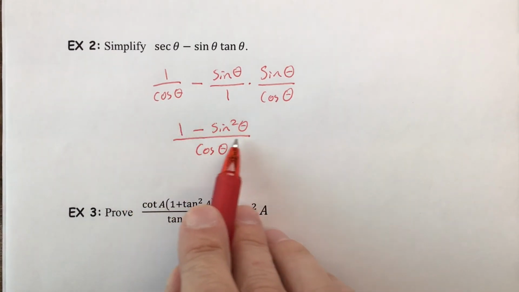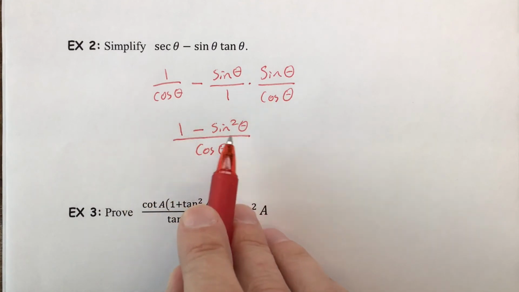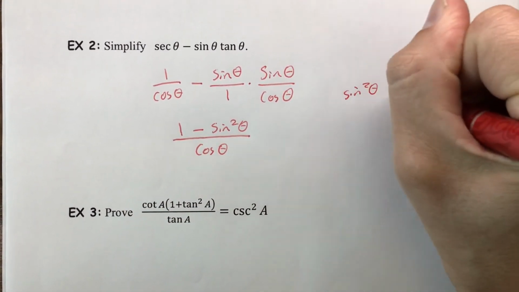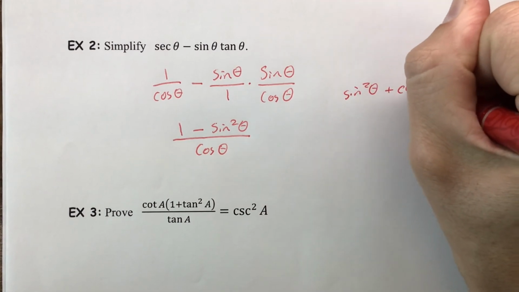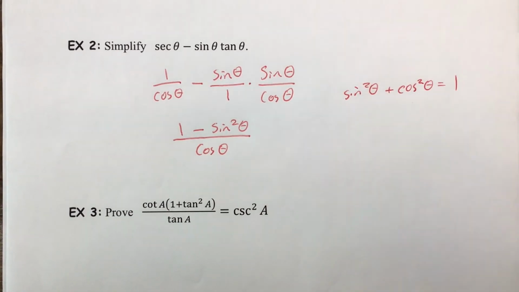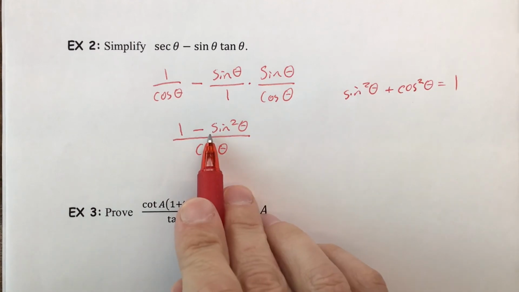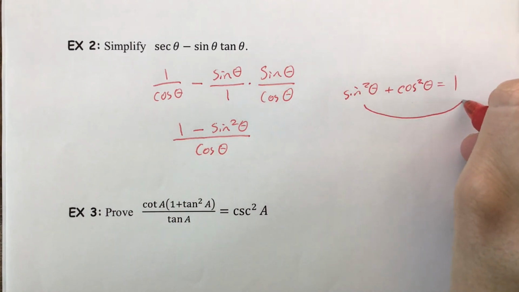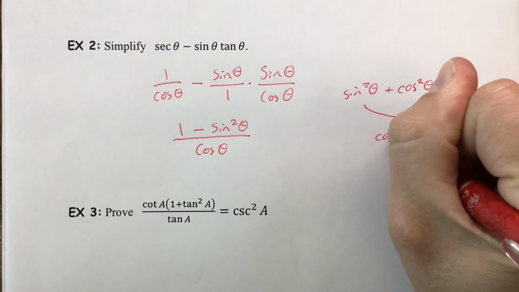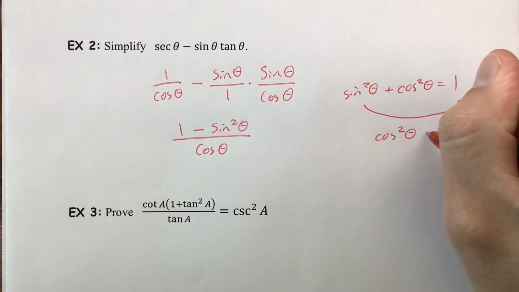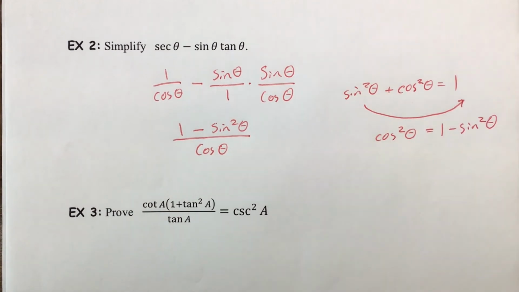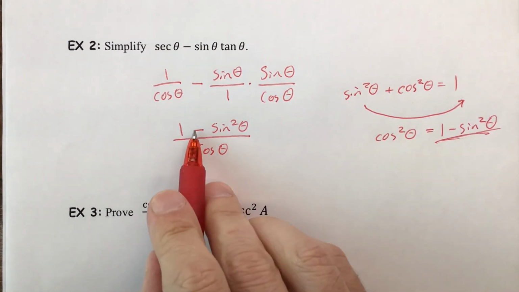The top part of this is actually based off of our Pythagorean identity, which said sine squared theta plus cosine squared theta is equal to 1. Now, how does that actually relate to this? If we take the sine squared theta and move it to the other side, we'll get cosine squared theta is equal to 1 minus sine squared theta. And this is what we have here.